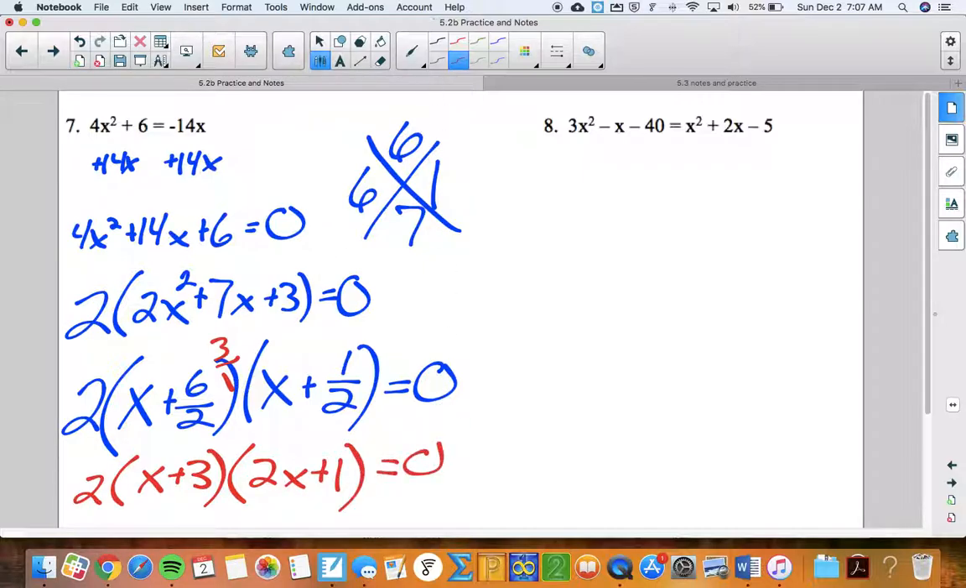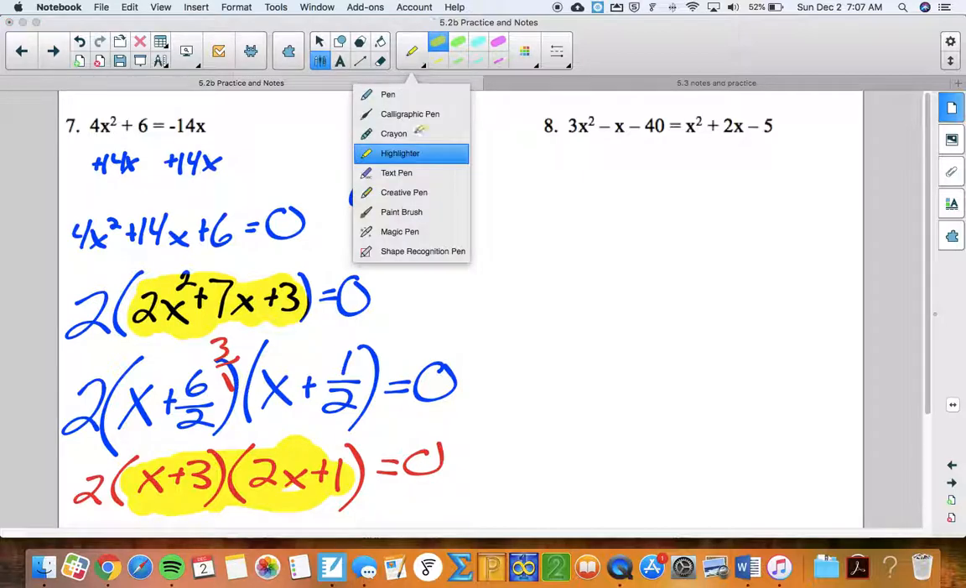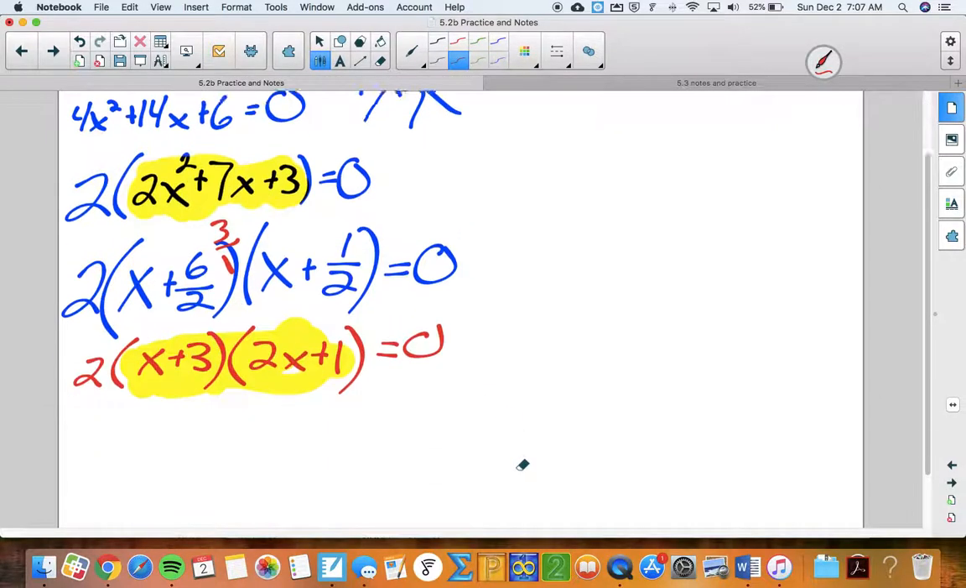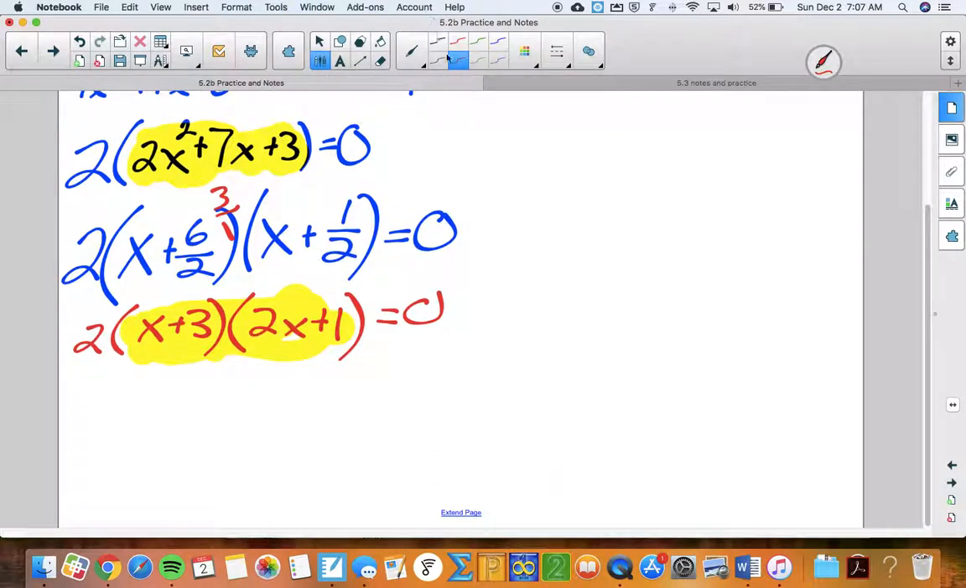Make sure that when you FOIL this part back together, notice this part already has the 2 factored out as the GCF. So go back to the last step where we actually had the 2 factored out. Do these 2 factors or binomials multiply together to get you this trinomial? And it does, which is awesome. So then we set those factors equal to 0. So -3 is going to be one of them.